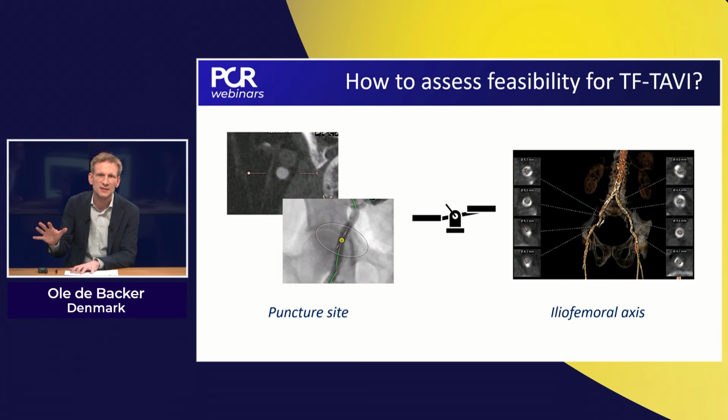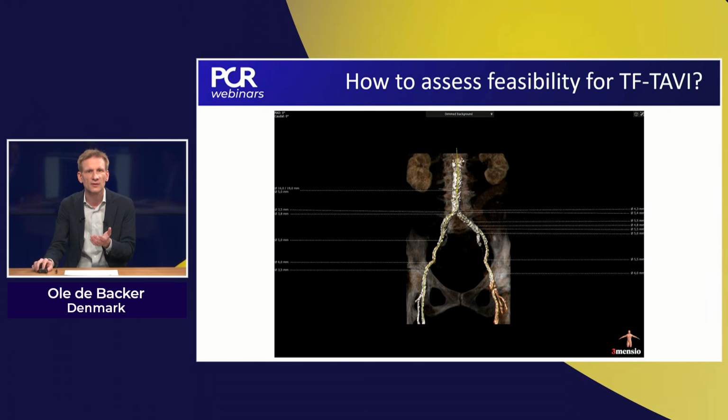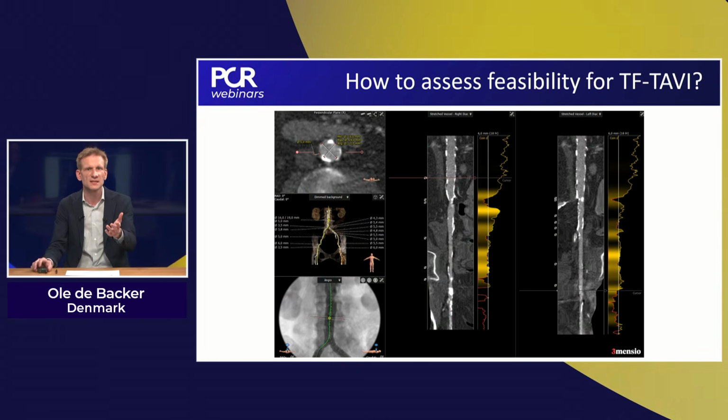You see on the right-hand side, this is, for example, a vessel which is, first of all, relatively straight. There's a good amount of calcium, but the intraluminal diameters are still systematically above 3.5 millimeters. So a combination of these two, a good puncture site and a calcified iliofemoral axis further up, is not prohibitive for transfemoral access. So this is a case here, for example.